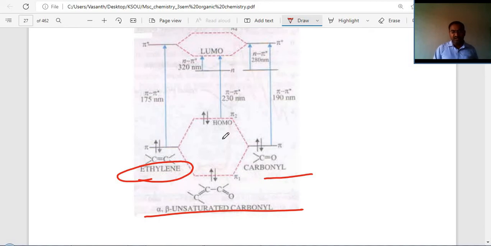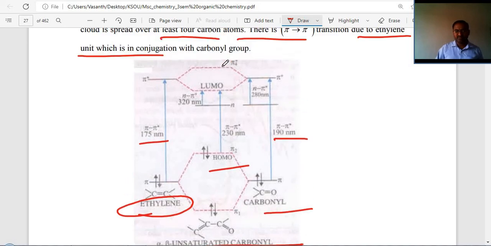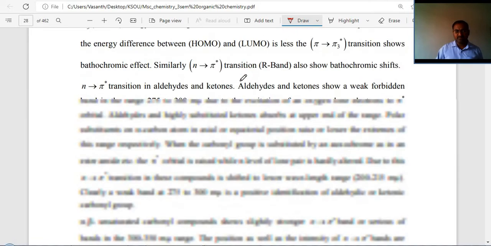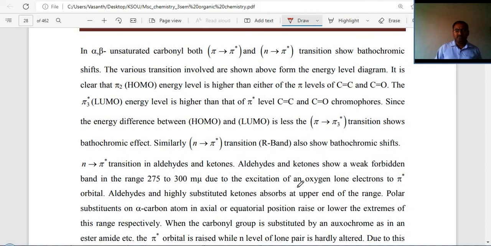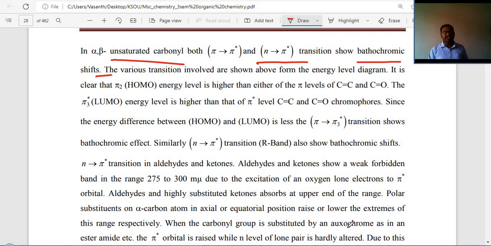This is the HOMO, the pi 2 molecular orbital. This is pi to pi star, and this is pi to pi star for the carbonyl group. Here we consider the alpha beta unsaturated carbonyl, where both the pi to pi star and n to pi star transitions show a bathochromic shift. The various transitions involved are shown above in the energy level diagram.